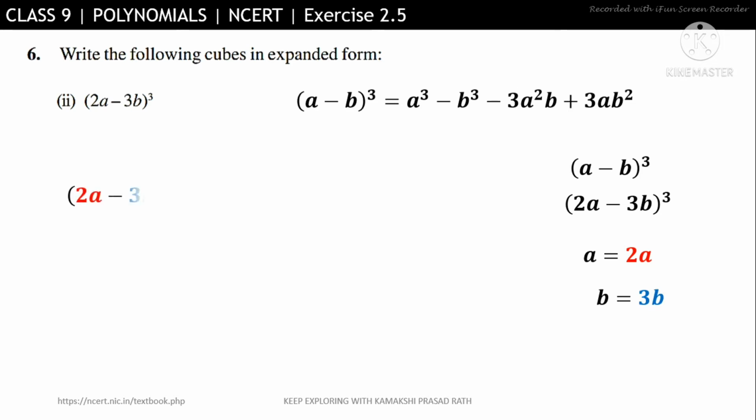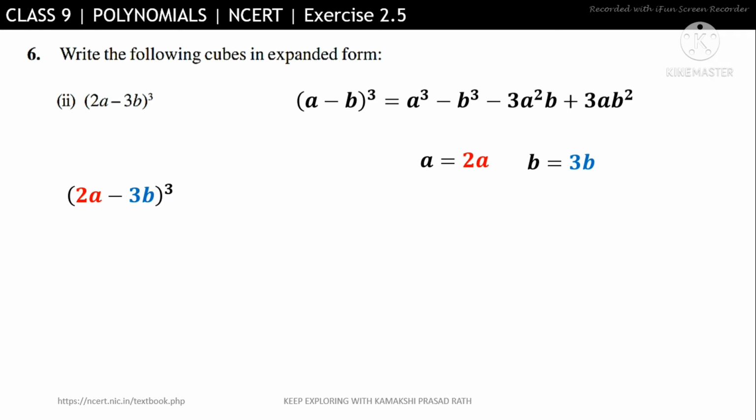Hence we can write it like this. So 2a minus 3b whole cube is of the form a minus b whole cube. Here a is 2a and b is 3b. So in place of a we have 2a, in place of b we have 3b, right? Wherever a is there we'll use 2a, wherever b is there we'll use 3b.